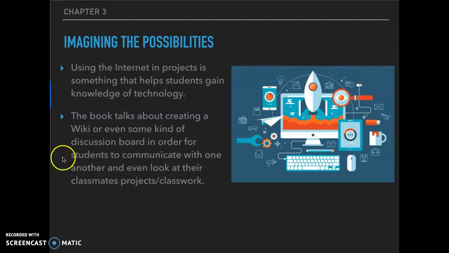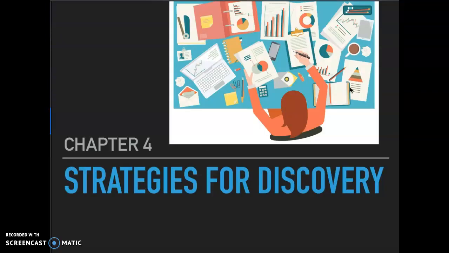The textbook also talks about creating a wiki or some kind of discussion board so the child can communicate with their peers and even the teacher. They can look at what their classmates posted, their work and their projects, and they can give feedback and vice versa. So chapter 4 is strategies for discovery.